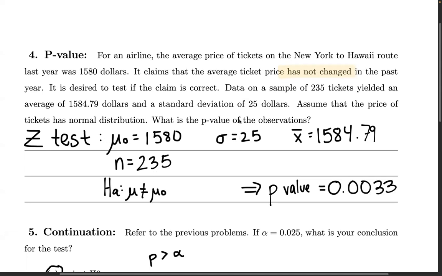And so "has not changed." So we want to see if this claim is correct. So in other words, we want to know, is mu naught different than mu? And so in other words, we would have our alternative hypothesis to be mu not equal to mu naught. And so when you put this in your calculator, your p-value should be 0.0033.